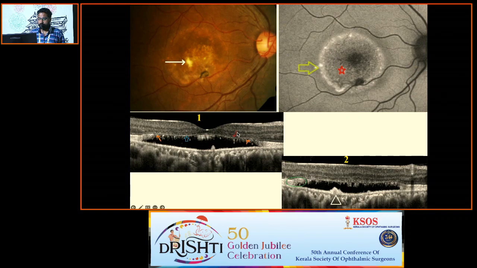The red arrow over here suggests areas of narrowed outer nuclear layer, and the photoreceptor layers have lost continuity. They appear disruptive. And this mound that you see over here corresponds to the yellowish white lesion seen subretinally. So these are a few of the masquerades and distinguishing features of CSCR on OCT.